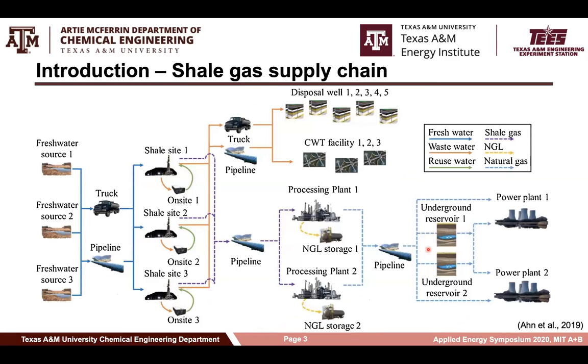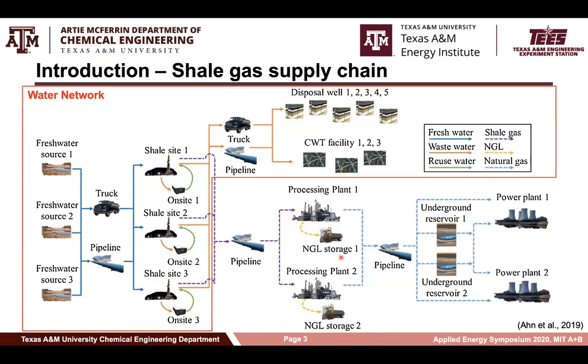Here's a diagram of the shale gas supply chain taken from Ann's paper. As shown, this part is the water network, and it is actually the hydraulic fracturing water cycle described in the previous slide. Note that the generally considered management practices may involve the use of on-site treatment facilities, disposal wells, and centralized wastewater treatment facilities. The associated transportation system may also need to be considered, such as the trunk and pipeline shown here.